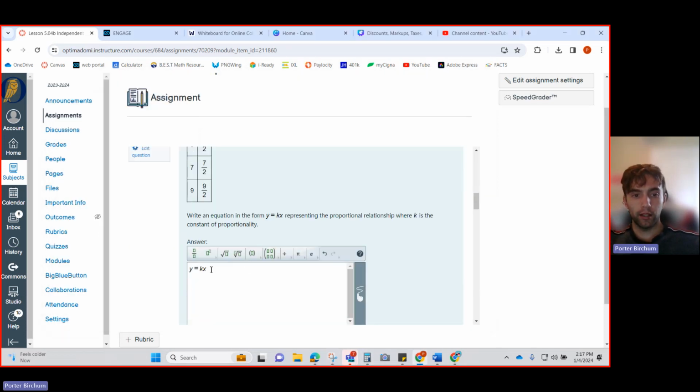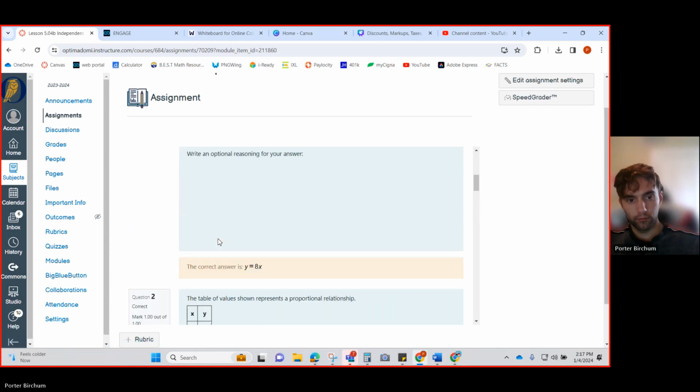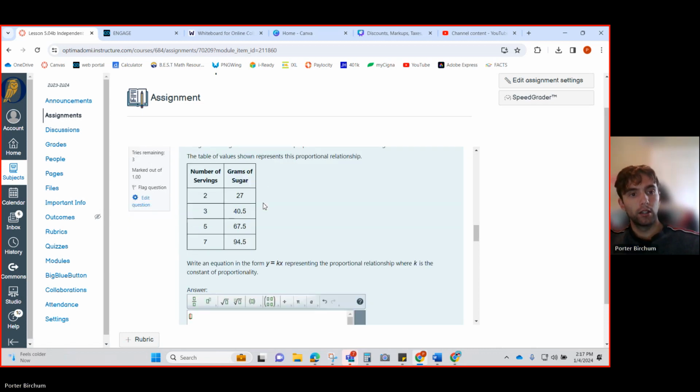So let's replace k with 0.5. Yeah, green check mark. Oh, looks like you could have also kept it as a fraction.